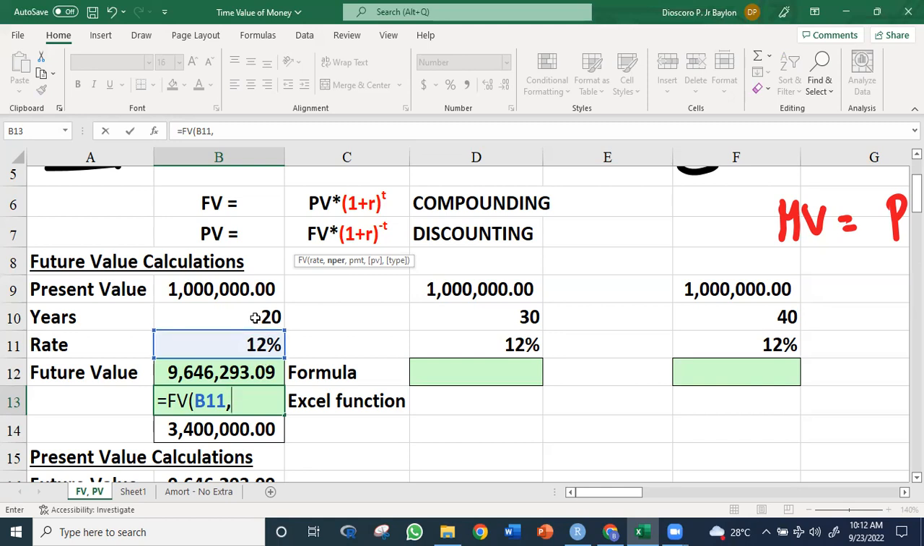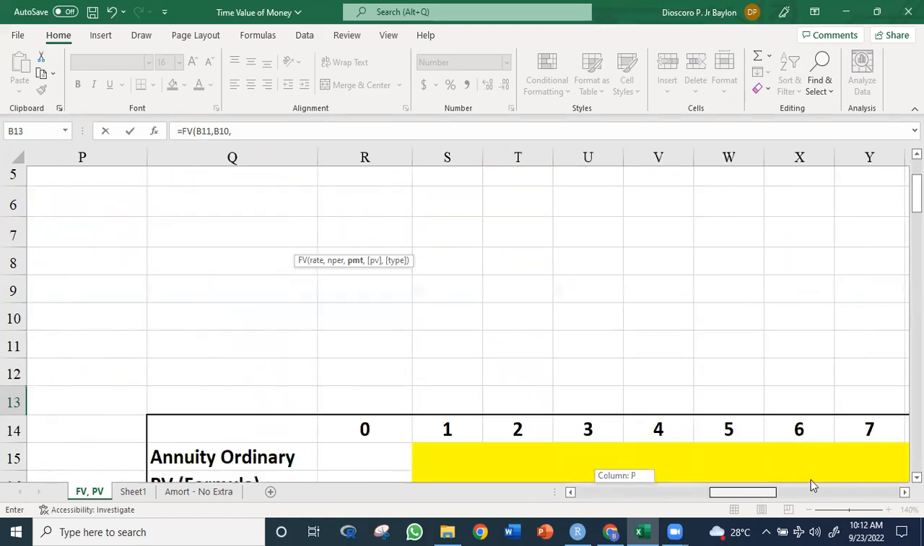So NPER is this one, 20. And then comma. Now PMT stands for annuity. Okay, we're going to discuss annuity. PMT is annuity, and an annuity is just a uniform stream of cash flow.